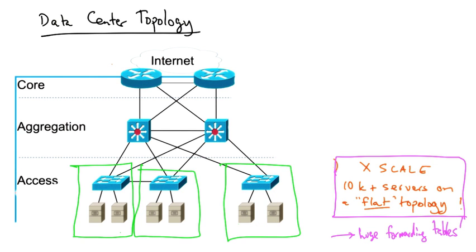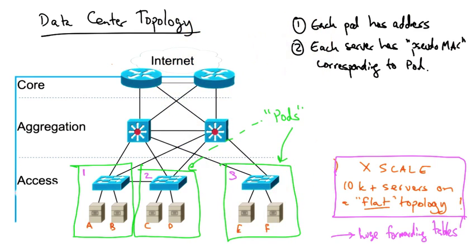One solution is to introduce what are called pods and assign pseudo MAC addresses to each server corresponding to the pod in which they're located in the topology. So in addition to having a real MAC address, each server has what's known as a pseudo MAC address, as shown in pink. Thus, switches in the data center topology no longer need to maintain forwarding table entries for every host. They only need to maintain entries for reaching other pods in the topology.